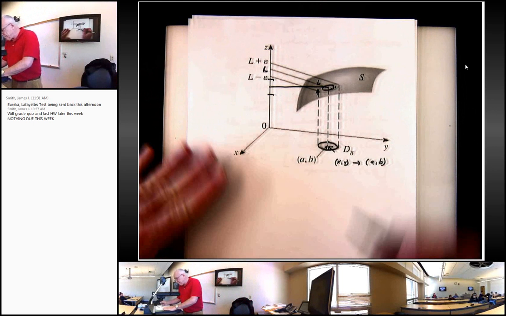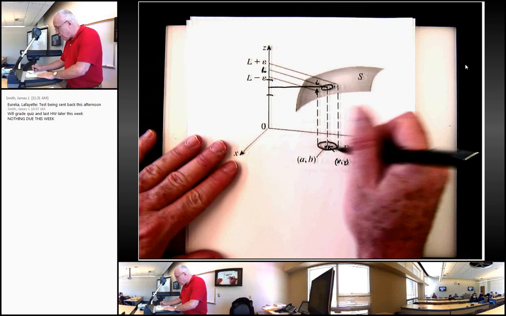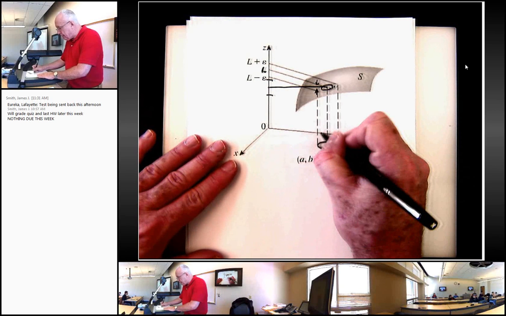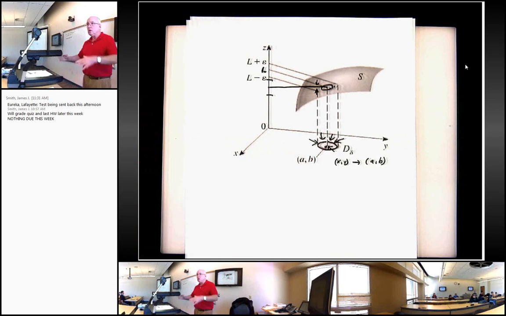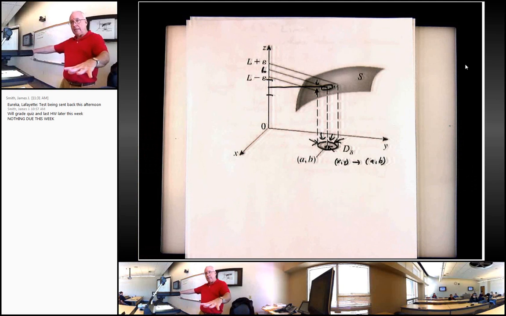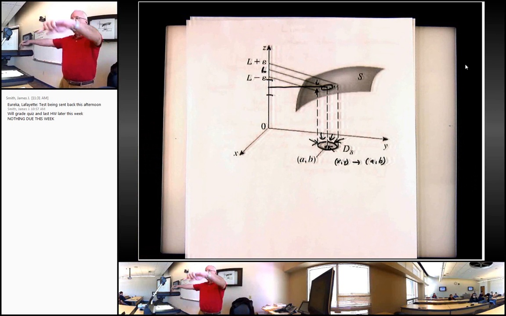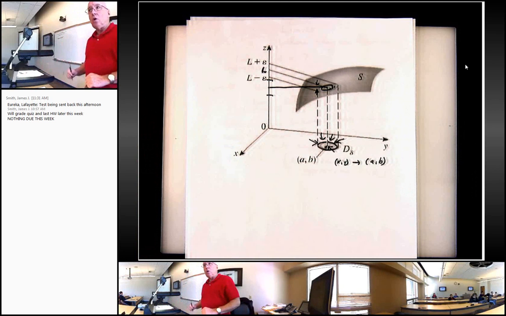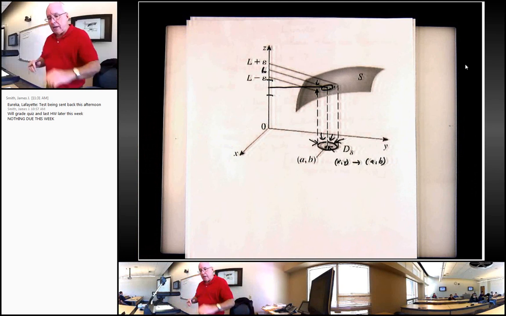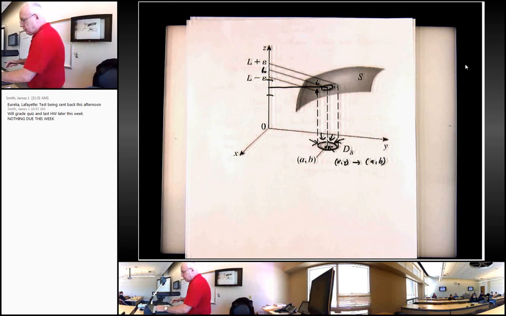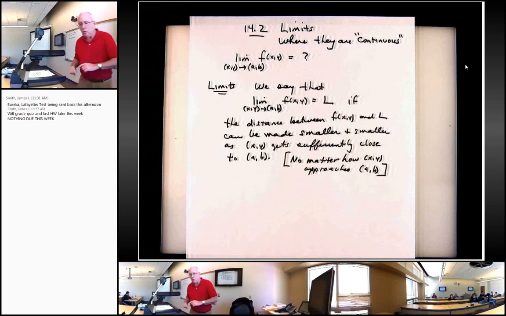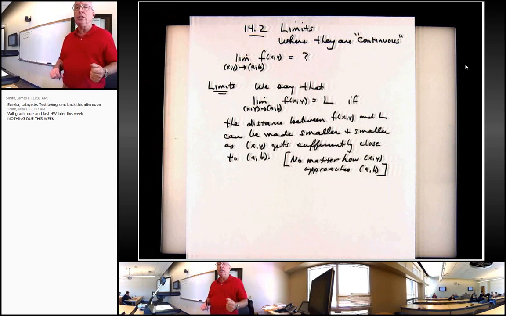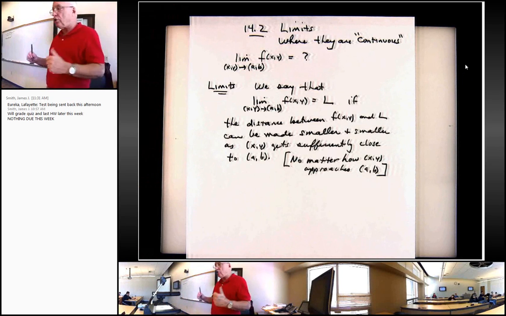Now the thing is, this x and y can approach A comma B in an infinite number of ways, because we're talking about a two-dimensional plane down there. This x and y value can circle it any various ways as it approaches it. So we want to be able to get the same limit value no matter how we approach it. We're going to show Wednesday how we can show whether something is continuous or has a limit. Okay, so we're going to show that on Wednesday.